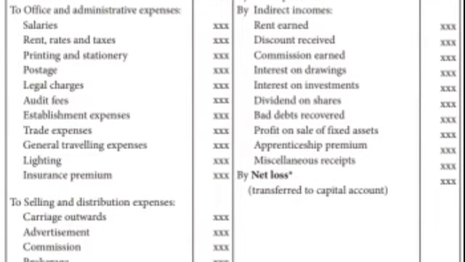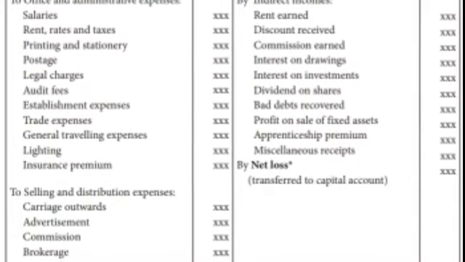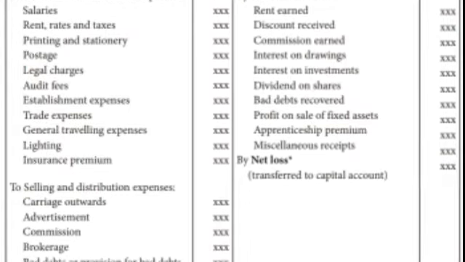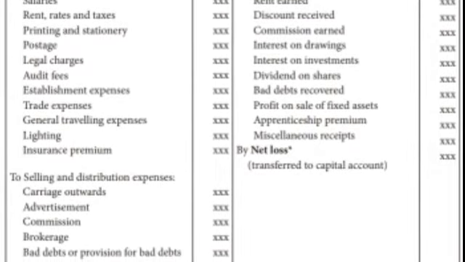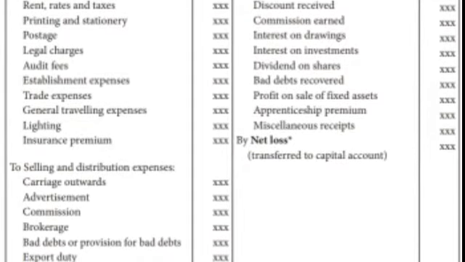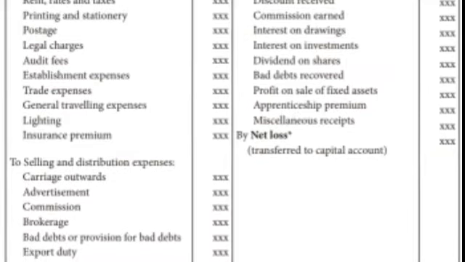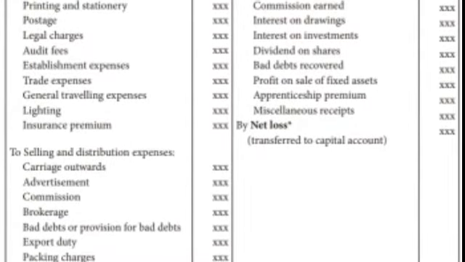Next one, to selling and distribution expenses. Already we saw in the theory: carriage outwards, advertisement, commission, brokerage, bad debts or provision for bad debts, export duty and packaging charges. That all comes under selling and distribution. Expenses related to selling a product or distributing it, we have to enter here.